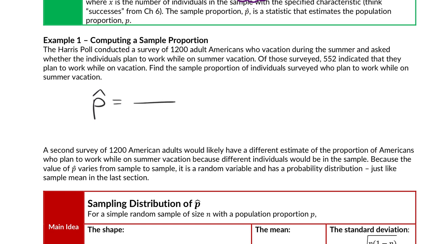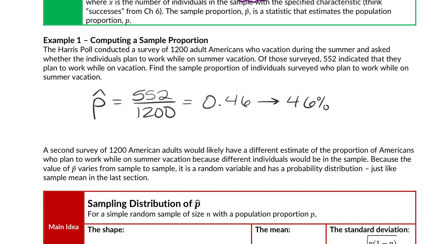And p hat is simply equal to the number of people who we observe doing this trait, which is how many people, out of the total population that we are surveying. What's our total population? 1,200. That's our sample size. I guess I shouldn't say population, our sample size. So 552 over 1,200 is 0.46, which is 46%. It goes back and forth on whether you want a decimal or a percentage as your answer, so just make sure you read for what it's asking for. But 46% of people while they're on vacation would work.